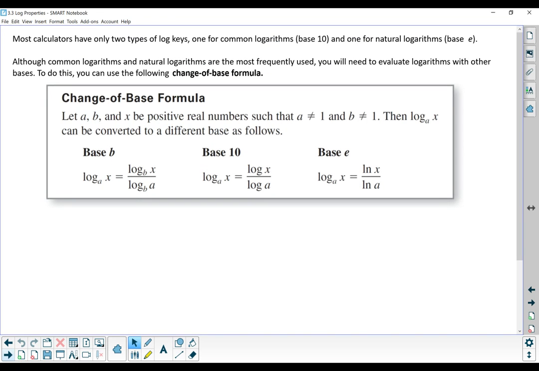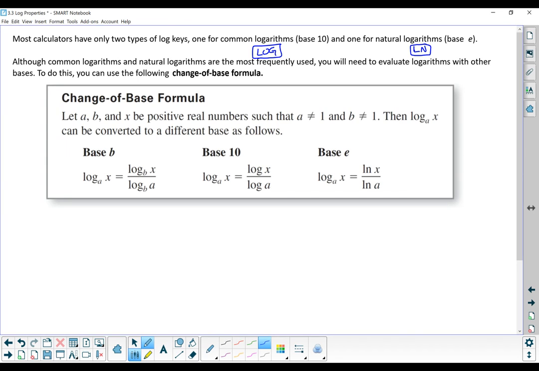So most calculators only have two types of log keys. One for base 10 logs, which are sometimes called common logarithms. That's the one on your calculator that says log. And then one for natural logarithms, which are base e, and that one is ln on your calculator. Although those two logs are probably the most frequently used, you will need to evaluate logs with other bases sometimes.